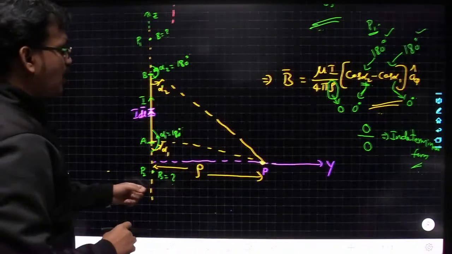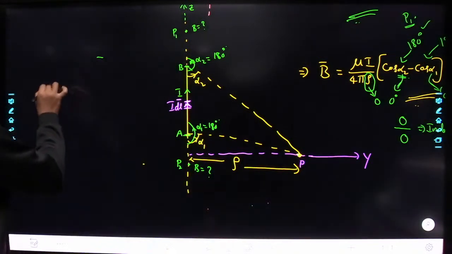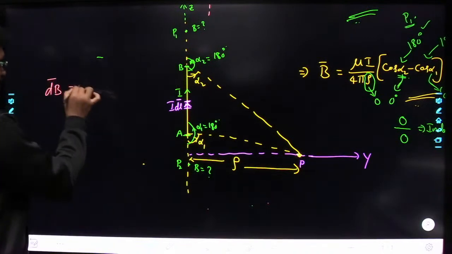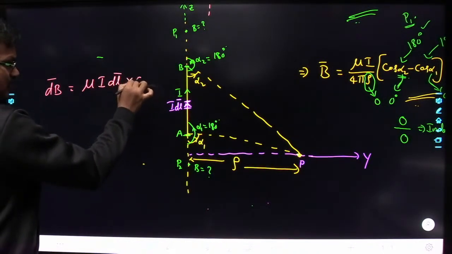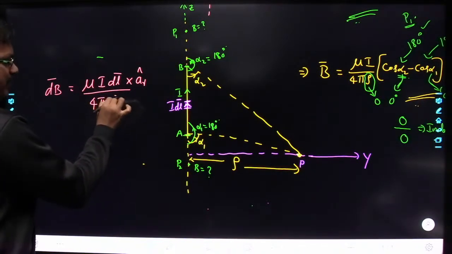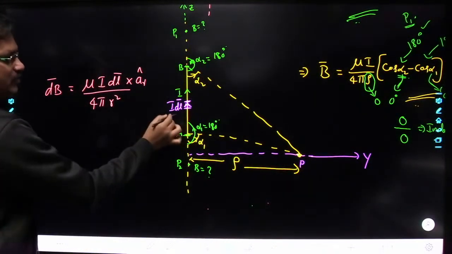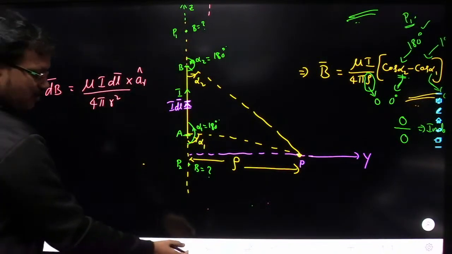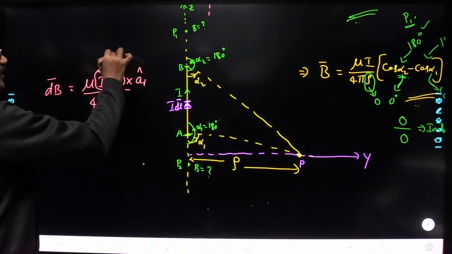So what does Biot and Savart's law say here? The small differential B field due to a small differential current element is equal to mu I dl bar cross a_r cap divided by 4 pi r square. Now here dl bar is nothing but this differential length, which is along z. So I can represent I dl bar as I dz a_z cap.